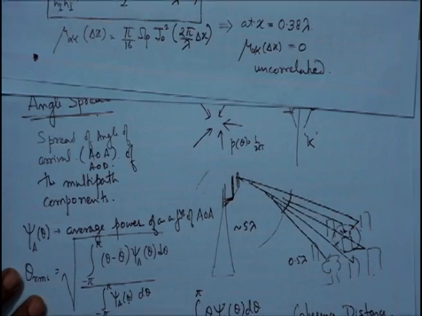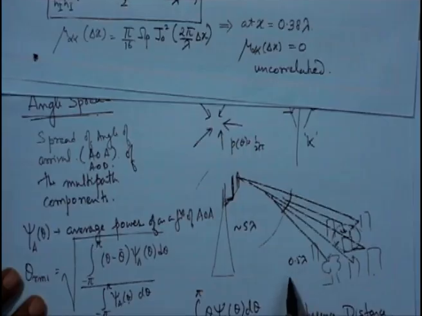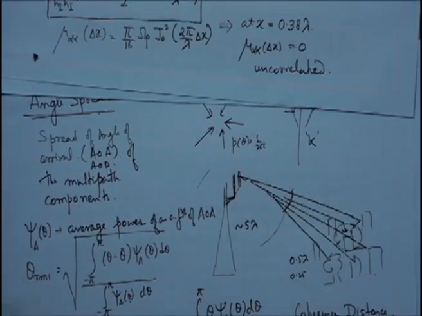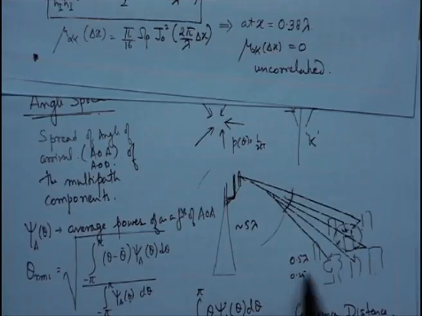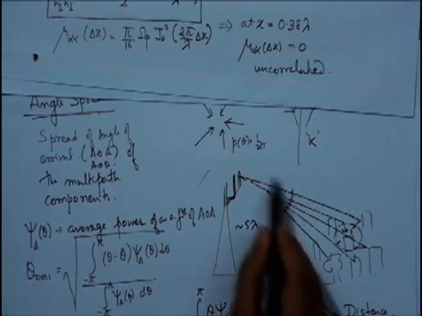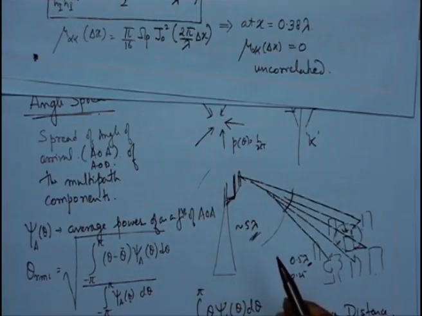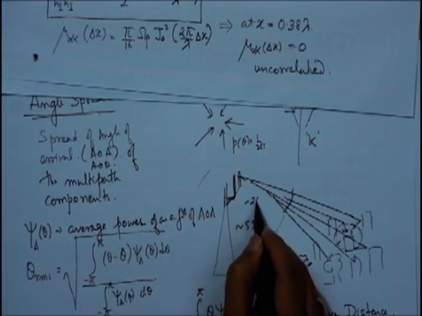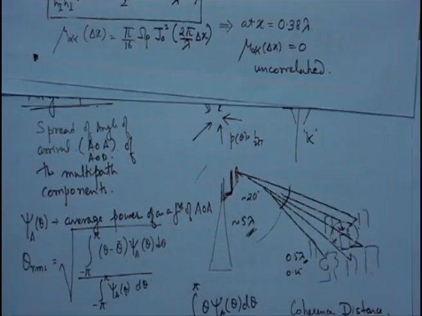So if you take 2D isotropic scattering, at lambda by 2 it's uncorrelated. At 0.25 lambda the correlation becomes 70% or so. So we would like to have an antenna spacing of lambda by 2 in order to be uncorrelated. Whereas at the base station this distance becomes around 5 lambda or so, because the angle of arrival is nearly around 20 degrees to 30 degrees in that range.